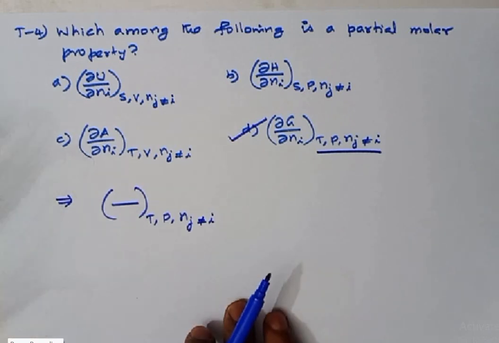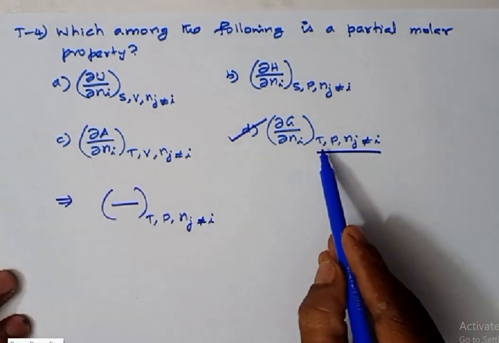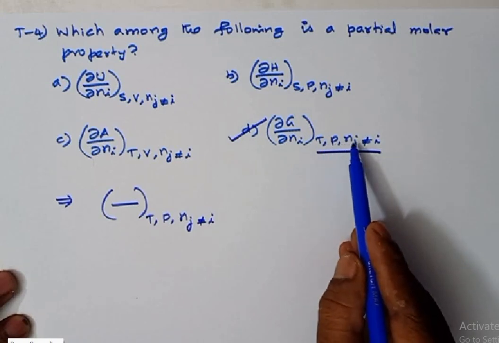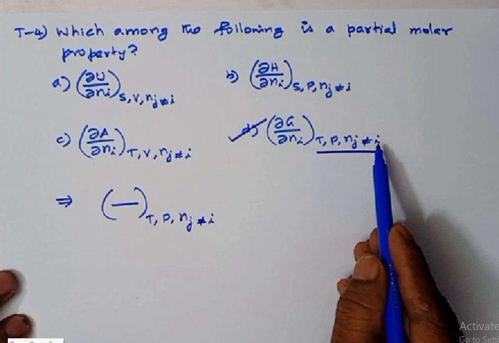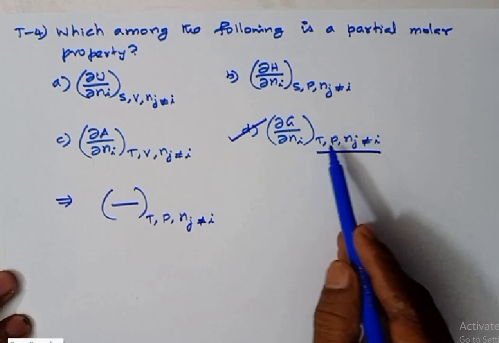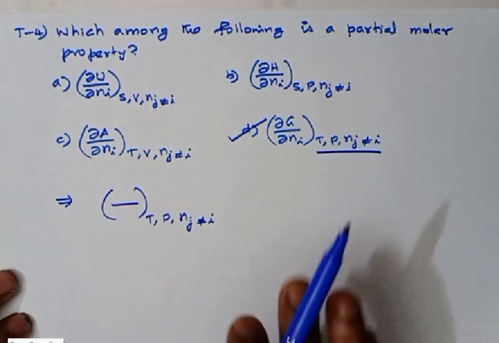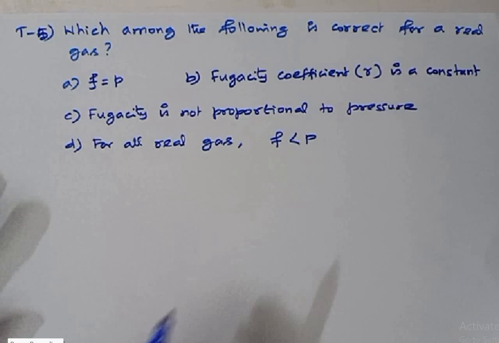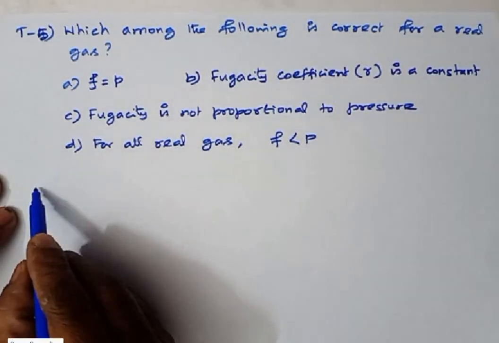For any partial molar property, we should keep temperature, pressure, and the number of moles of all the components except the ith component constant. Then that quantity is called a partial molar property. Take note. This question we have already discussed anyway.